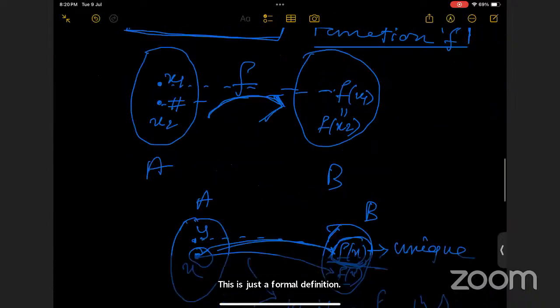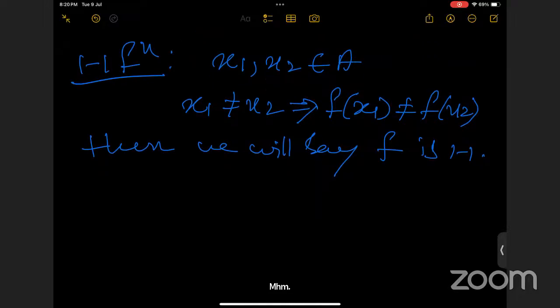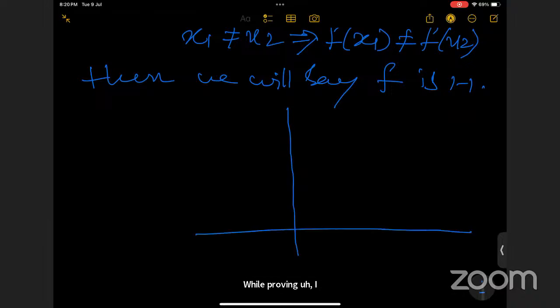Ma'am, in the above diagram, could you please explain using the concept of pre-image? That is where I usually get confused while proving whether a particular relation is a function. We'll definitely do it. So suppose this is the function here. This is our domain A. This is our codomain B.